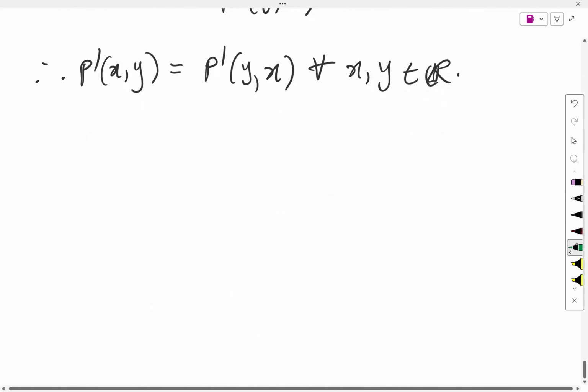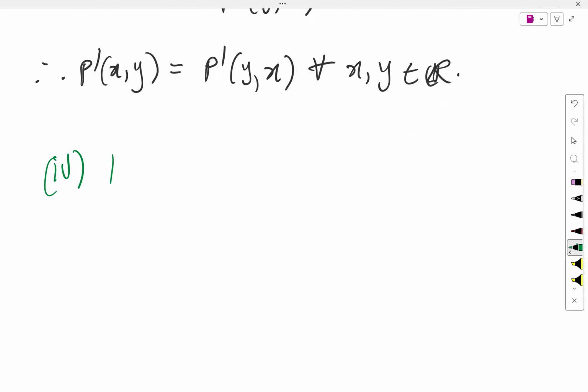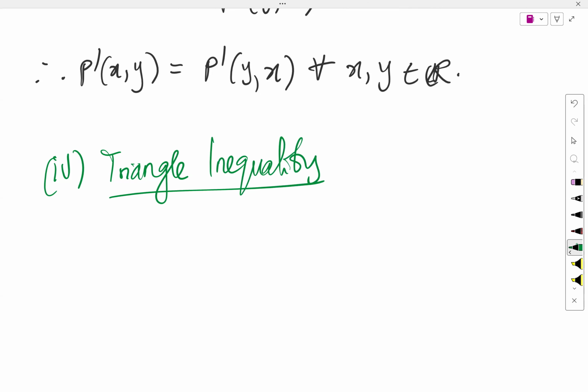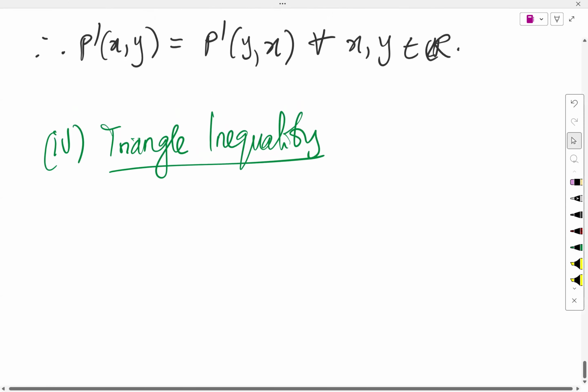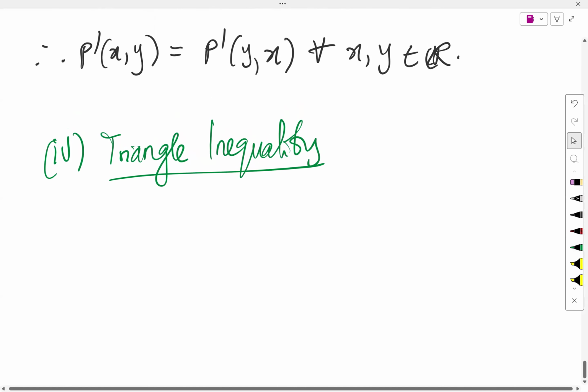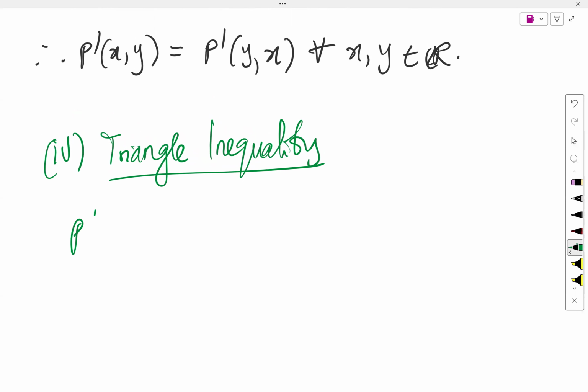So we have finally the idea of triangle inequality. In this case, of course, some skillfulness is also required. Some skillfulness is necessary here. So see what you do. We already know the definition of P of X comma Y, right? So if you have P prime of X comma Z, that will simply be P of X comma Z, right?